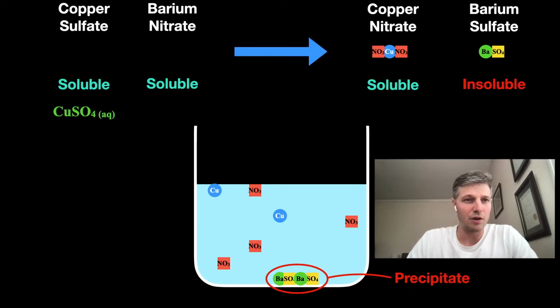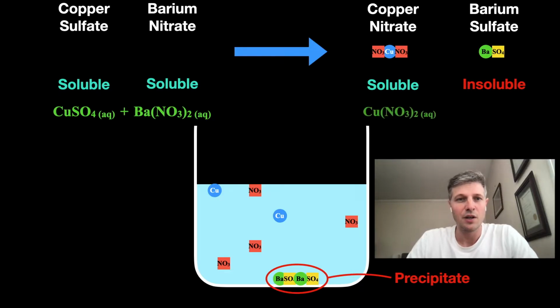So our copper sulfate, we write as CuSO4, which is aqueous, plus the barium nitrate, which is aqueous. We have a copper nitrate, which we know is aqueous because it was soluble, and the barium sulfate is a solid, so we give it that little (s) there.